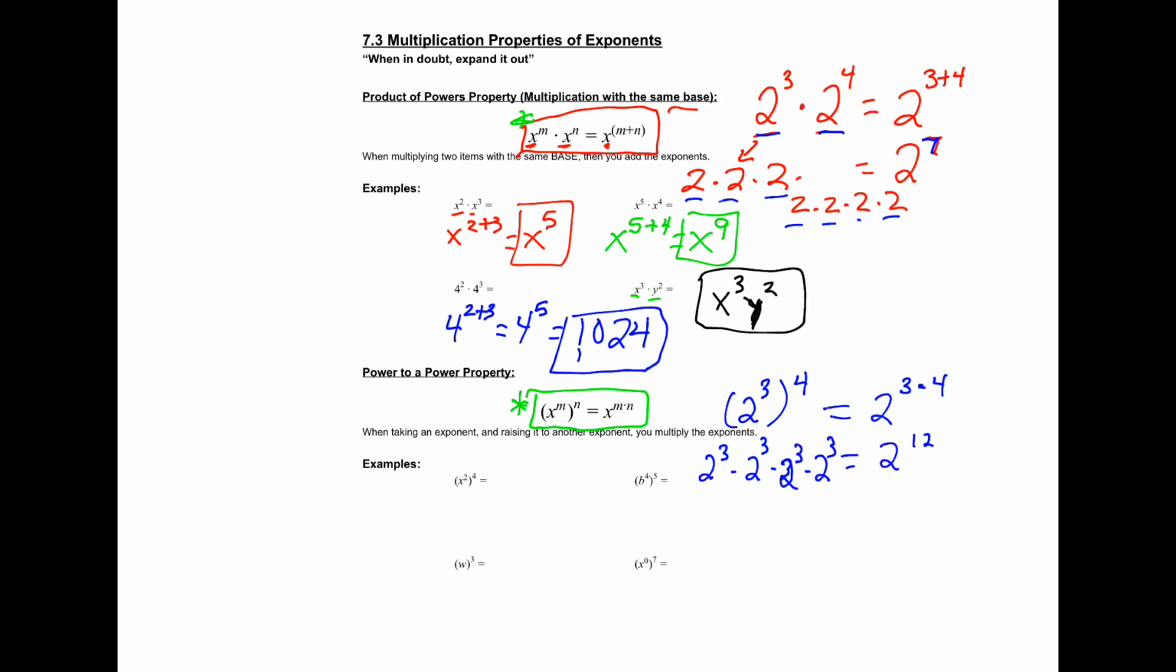Let's do it. So x squared to the 4th is going to be the same thing as x to the 2 times 4, which is x to the 8th. Next one, b to the 4 times 5, which equals b to the 20th. Okay, pause the video if you haven't yet, see if you can get the correct answers here.